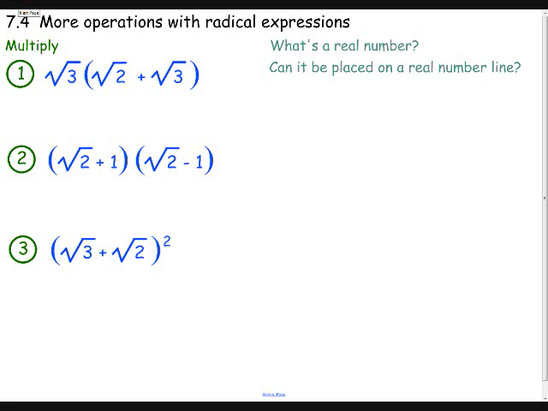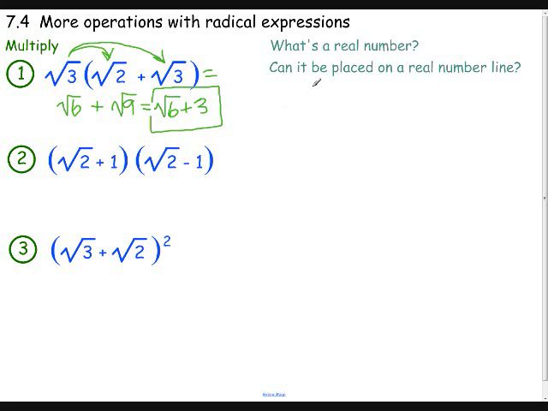Okay, let's do some multiplication. That's what we said we came here to do. We have the square root of 3 being multiplied by this binomial. We're going to distribute the square root of 3 in, so this is equal to the square root of 6 plus the square root of 9. And of course we know what the square root of 9 is, so we've got the square root of 6 plus 3 as our answer.